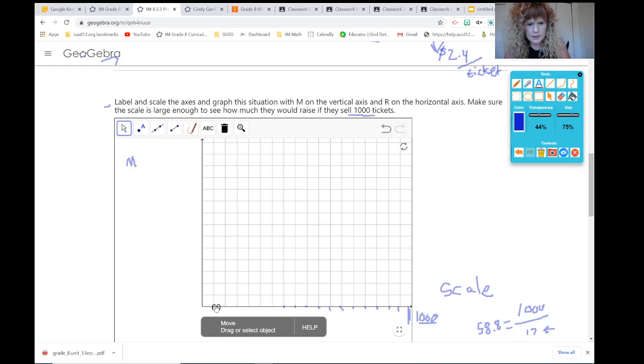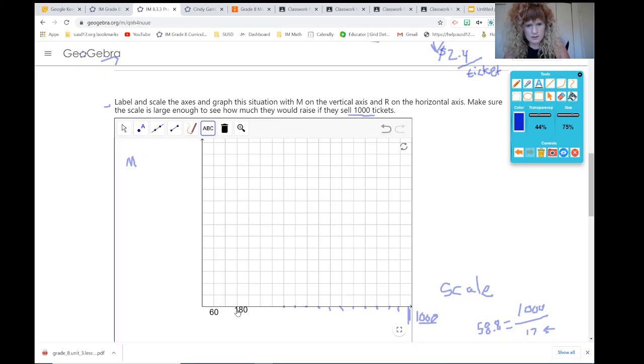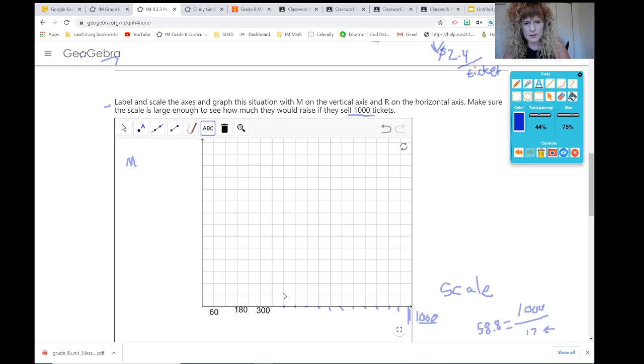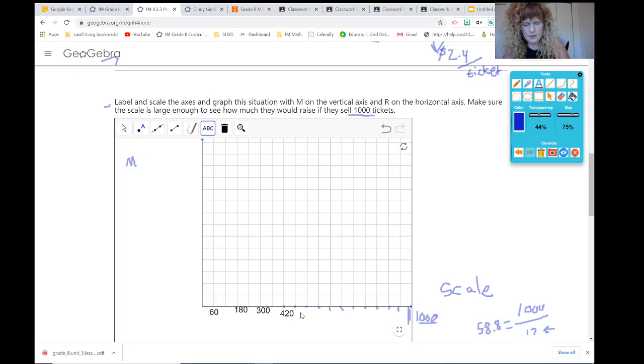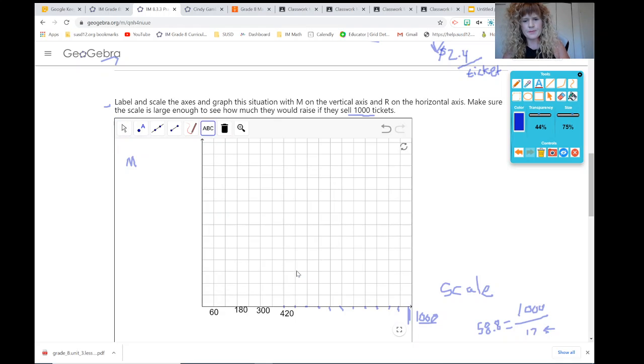Move tool, and then if you click it and just use the arrow keys, you can move it in small increments very nicely. Okay, so that's 60. This is 120, but I'm going to skip it and go up to 180 next. And 180, this would be 240, but I'm going to skip it and go to 300 next. I'm skipping some of the numbers because I don't want my graph to be too crowded. 300, so this is 360, and this is going to be 420. I don't want a crowded graph with numbers. It'll be too hard to read.